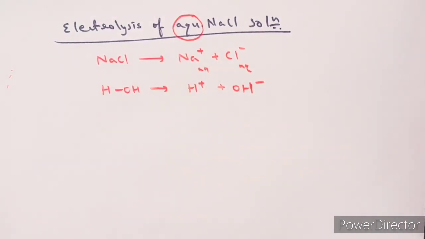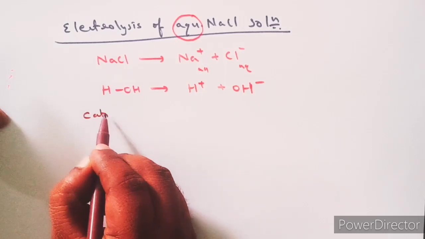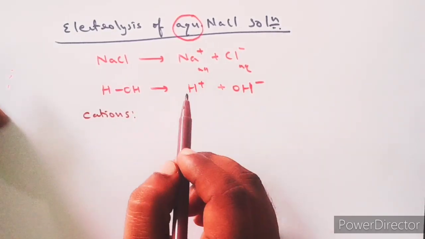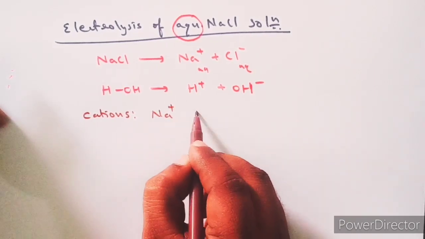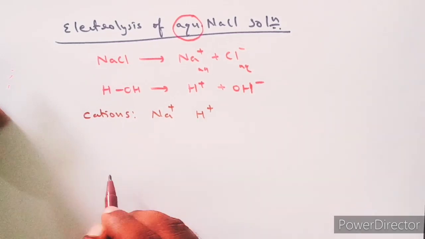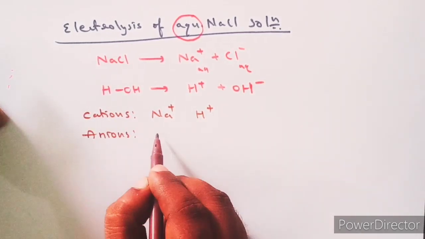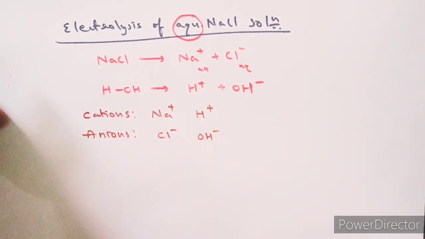Now here, see what are the cations we have and what are the anions we have. If you observe it carefully, let us write the ions here. Cations: what are the cations we have? One is a sodium ion, another one is a proton. Similarly, the anions: one is a chloride ion, another one is a hydroxide ion.